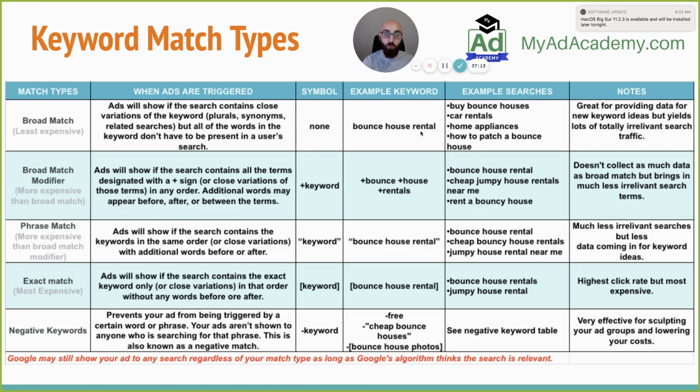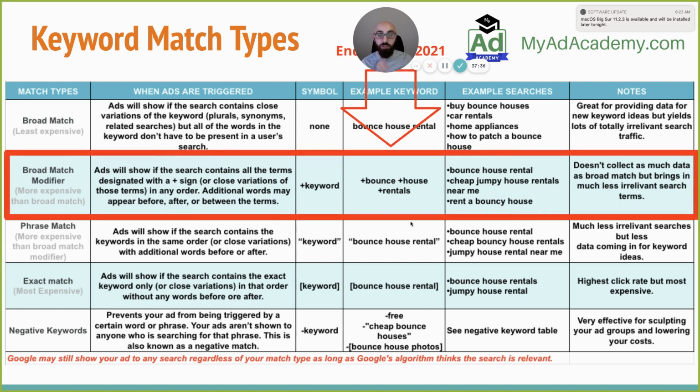Again, this is happening less and less often as Google is configuring their AI, but you should not just throw keywords in there without any symbols. This is my favorite one to use, the plus signs, because this tells Google that anytime these three words are in a search, as long as they're in there together, they don't have to be in the same order, I want you to show my ads. I use this all the time. It's pretty much the only one we use.